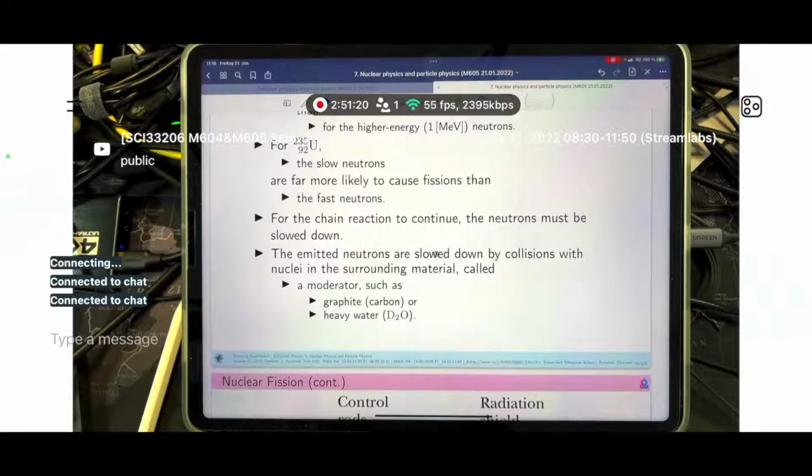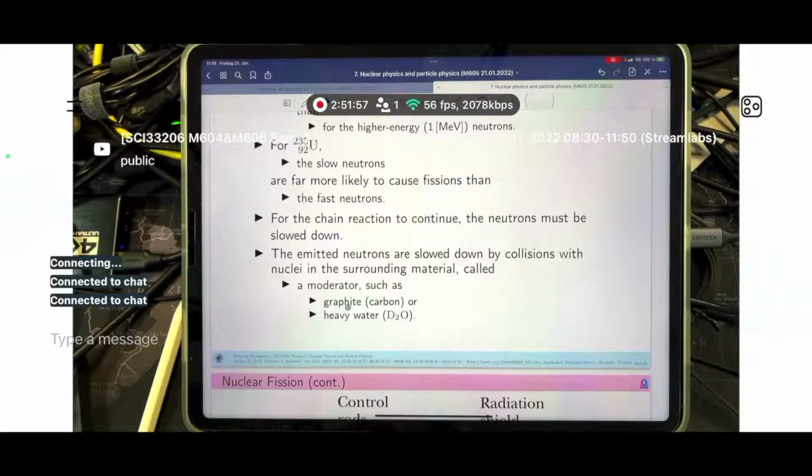The emitted neutron could be slowed down by collision with nuclei in the surrounding material, for example, a moderator. Okay, it's called a moderator. There are many ways to use a moderator. You could use graphite. Graphite is made of carbon, right? And in carbon we have 6 protons, 6 neutrons, carbon-12, carbon-14, something like that. And it's a solid object, right?